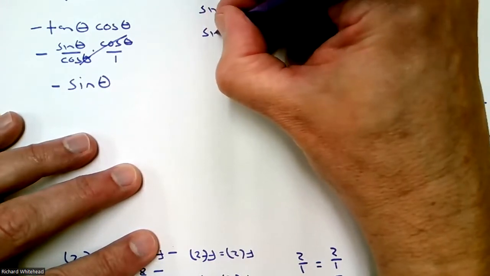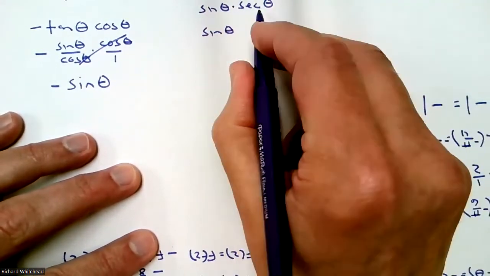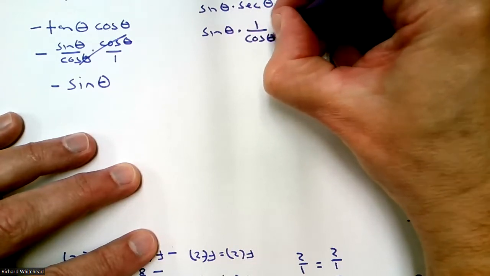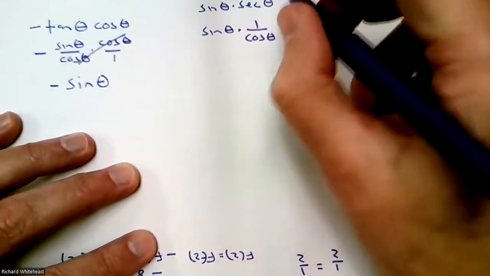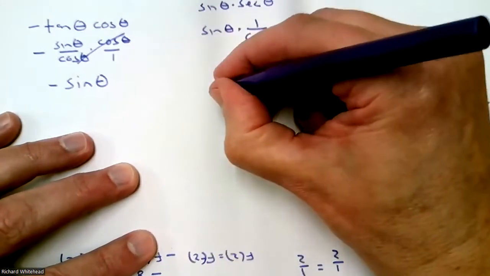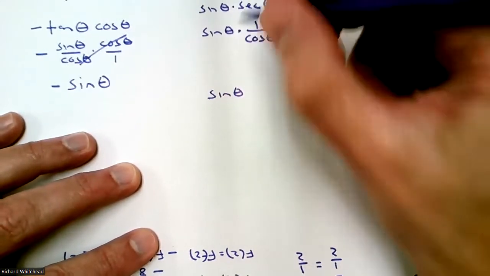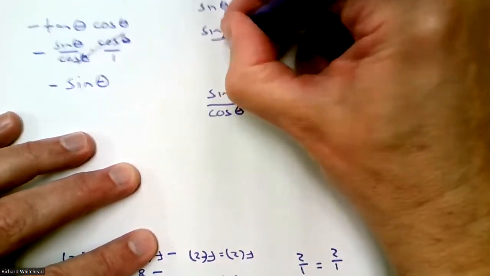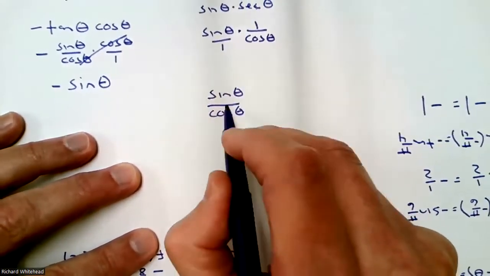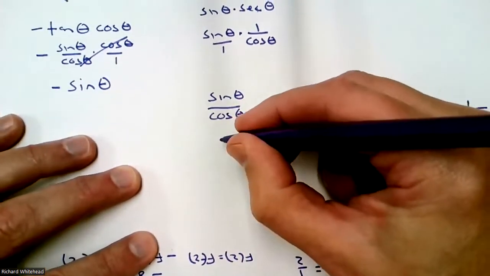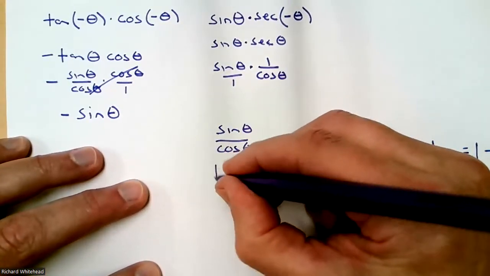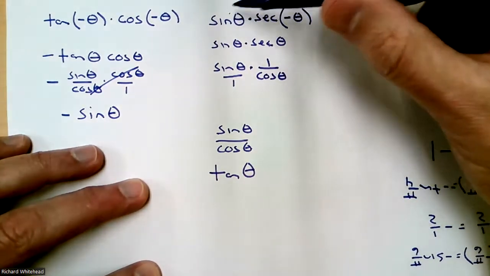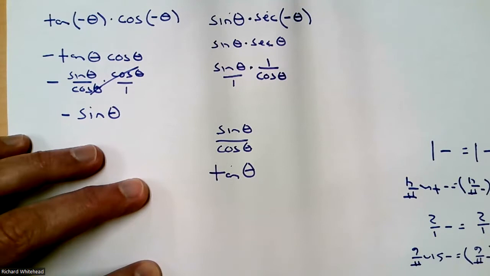And then, like I said on the previous video, how do I clean this up? Secant is 1 over cosine, or as I like the shortcut, secant on the top is the same as cosine on the bottom. So either way you look at it, you get sine over cosine, which is tangent. So this is one of those things that you're going to see a lot of: sine times secant ends up being tangent.